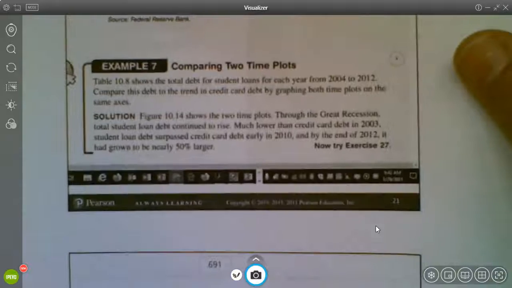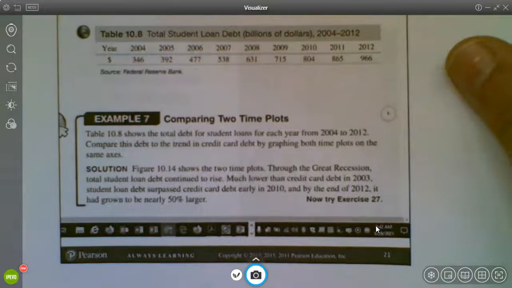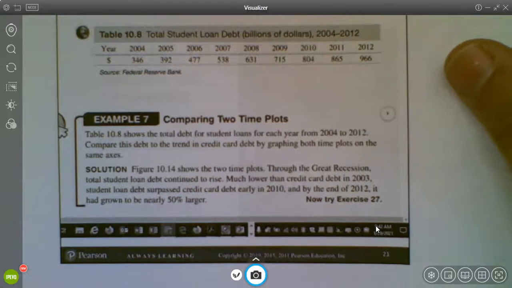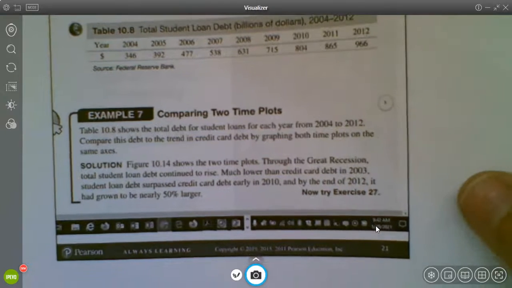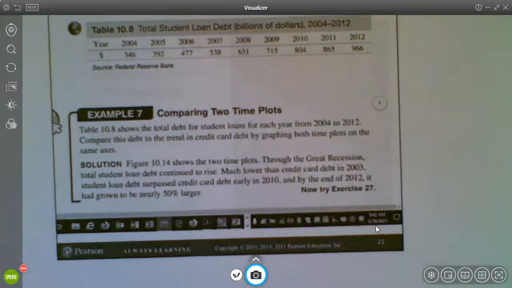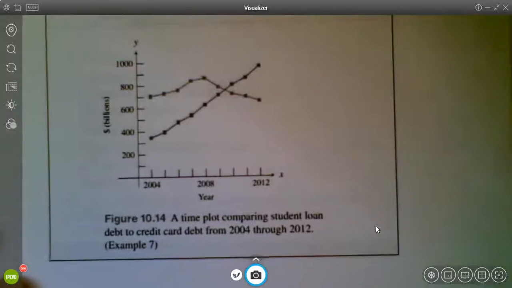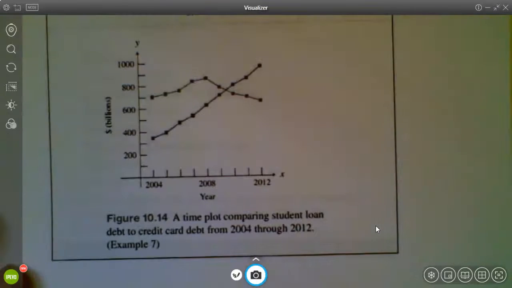You could use this, and this would probably be a good use for these as well, maybe even better, if you were going to compare two different time plots. This is now the one where they're comparing student loan debt to credit card debt, if you look down here at the bottom. It's literally as simple as putting two plots on the same graph. So just plotting points, and then obviously we could make a comparison on this. You can see as one continued to increase, the other one started decreasing over time. However we wanted to describe it based on that, but that's the idea of a time plot. And that's going to be it for section 2.